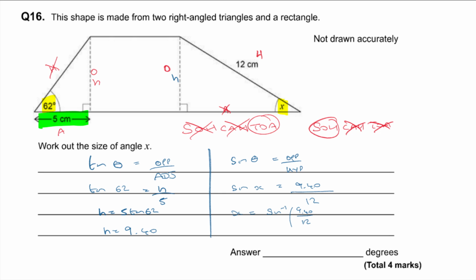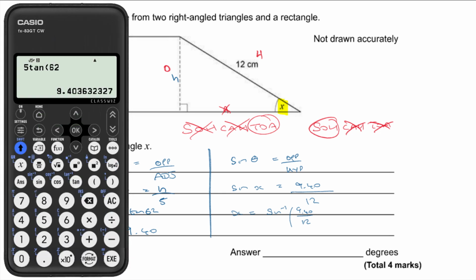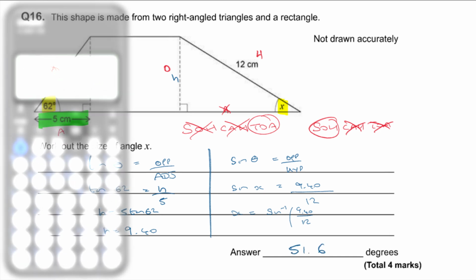So on my calculator, I'm going to press shift sine, so make sure I've got sine to the -1 on the display, then the answer over 12. Okay, brackets seem to be optional, but sometimes they matter, and that comes out to be 51.5. Now I'm going to round it off to 51.6, so that is 51.6 degrees.